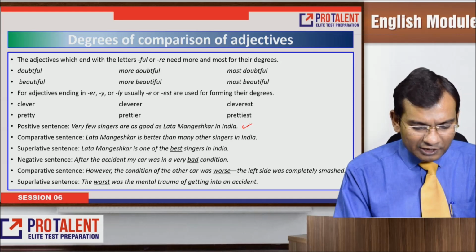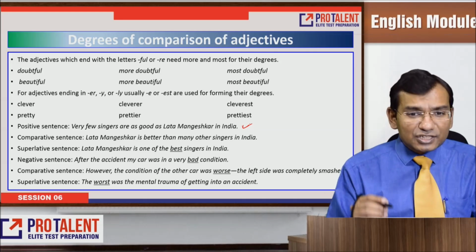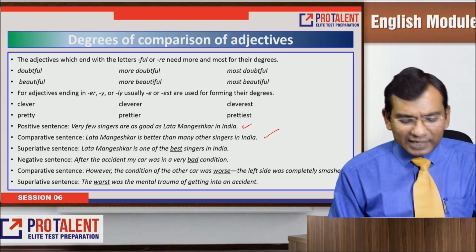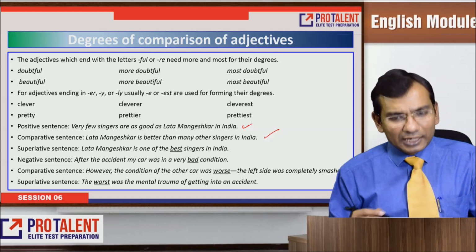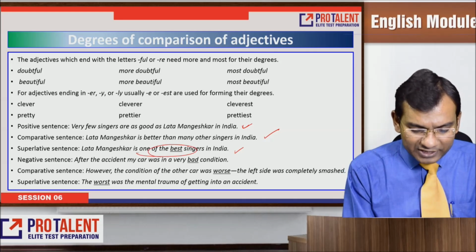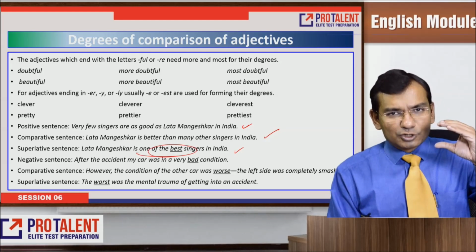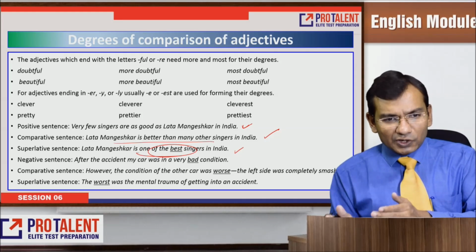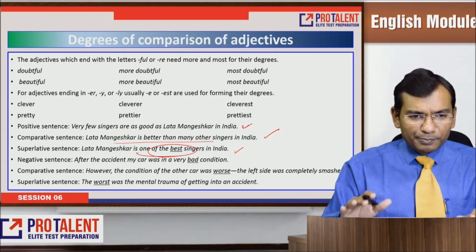Positive degree wala. Very few singers are as good as Lata Mangeshkar in India. Lata Mangeshkar is better than many other singers in India. Lata Mangeshkar is one of the best in India. Best means, you can say, superlative. Comparative means she is better than others. And positive, she is compared with other.